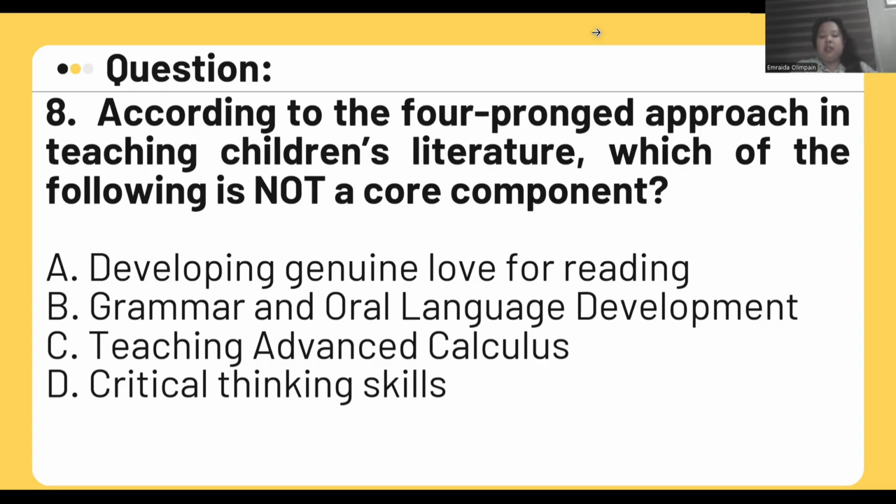Critical thinking skills. Again, according to the four-prong approach in teaching children's literature, which of the following is not a core component? A. Developing genuine love for reading. B. Grammar and oral language development. C. Teaching advanced calculus. Letter D. Critical thinking skills.